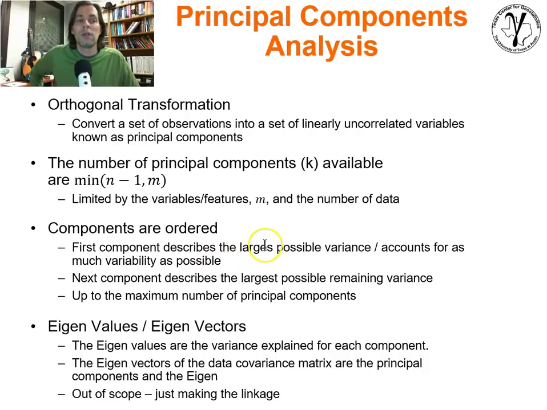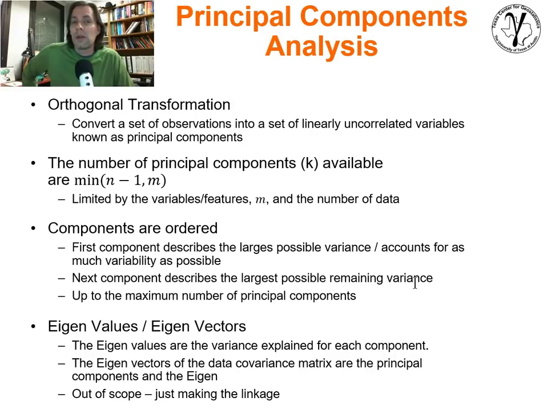The components are ordered. The first principal component is going to be the largest possible variance described. So that one principal component does the best job describing as much variability as possible. The next principal component is going to describe the largest possible amount of the remaining variance. And the next one, the next one, the next one, to the last principal component, which is just going to describe whatever variance is remaining.